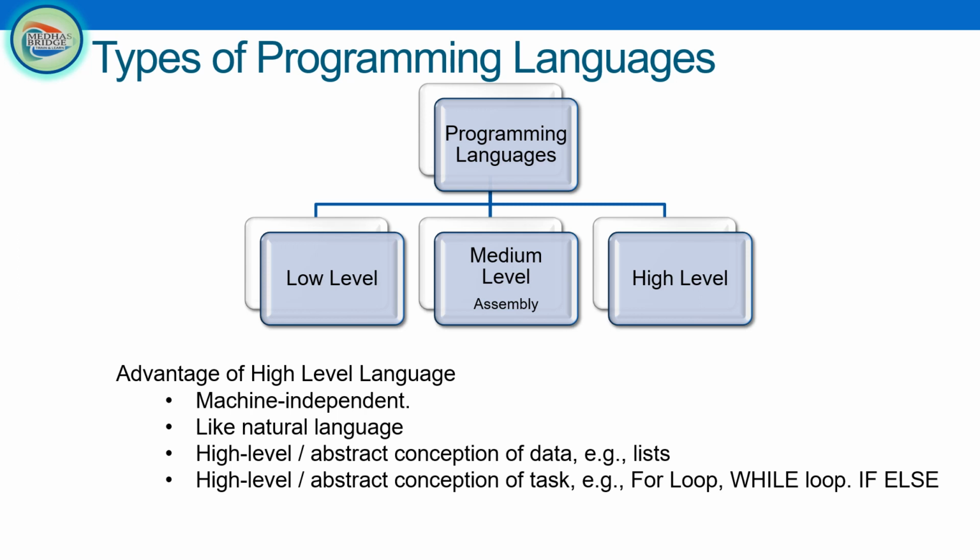Let's get into the types of programming languages. There are three types of programming languages: low level, medium level, and high level. In low level, we'll see machine languages, in medium level, it's assembly languages, and high level refers to stuff like Python. The advantages of high level languages are they're machine independent, they're like a natural language, and they have high level abstract conception of data, for example, lists, and high level abstract conception of tasks. For example, for loops, while loops, and if else.